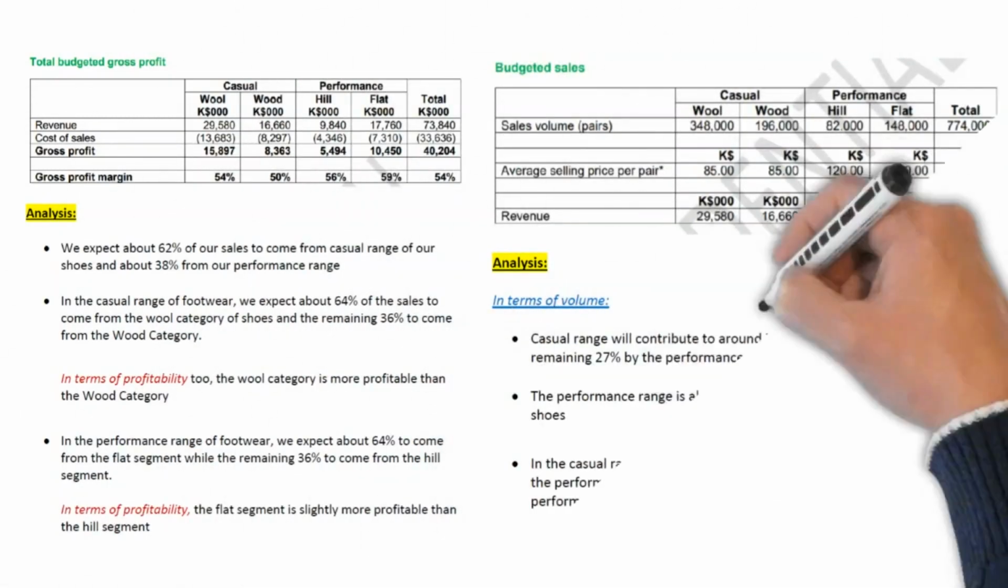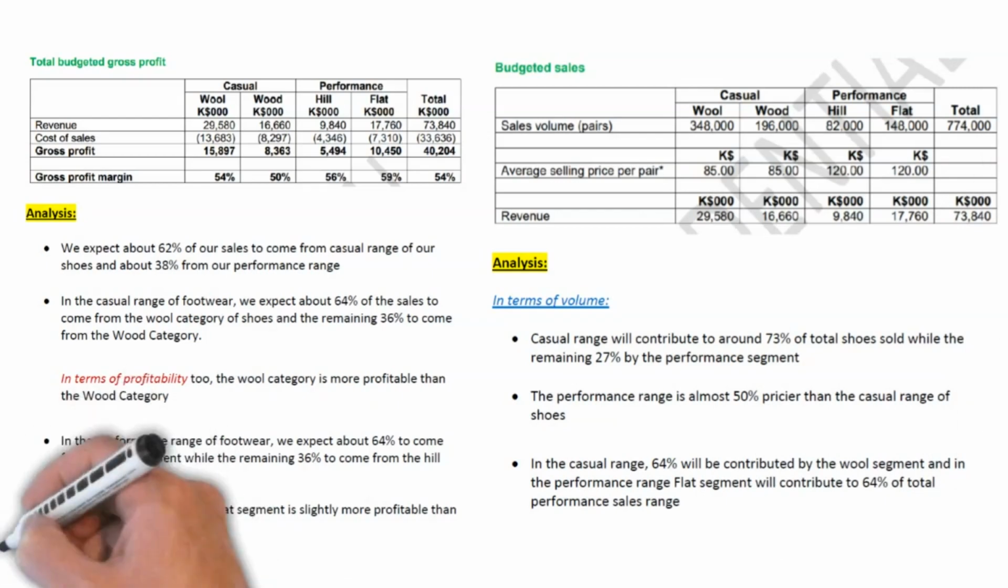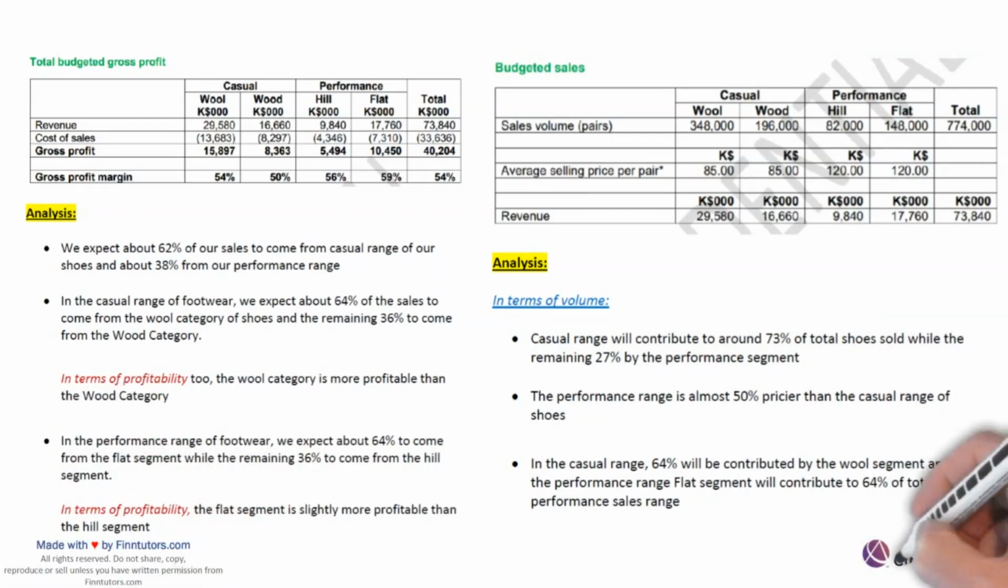Now, the first budget that we look at, and that is on our screen, is the total budgeted gross profit. So first and foremost, we have two ranges. We already know that, the casual range and the performance range. Now they're telling us that under the casual range, we have the wood range and the wool range. In the performance section, we have the hill range and the flat range. Revenue from each has been given to us over here, and cost of sales of each have been given to us. And then they have also created and calculated the gross profit margin and given to us.